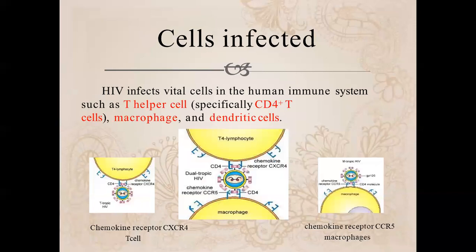Next, cell infection. How does the infection take place? HIV infects vital cells in the human immune system, such as T helper cells. Specifically, CD4 T helper cells will be affected. Then macrophages and dendritic cells will also be affected. So T4 lymphocytes will be affected by this, and macrophages also will be affected.